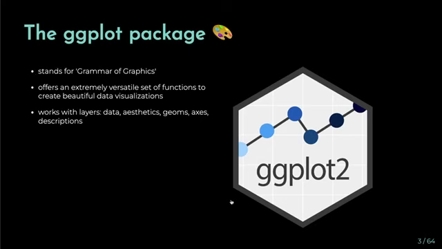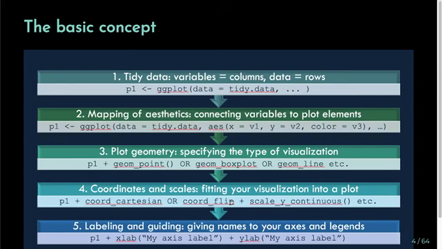The ggplot package, the GG in it stands for Grammar of Graphics, which is something you may or may not want to remember. But the bottom line is that it offers an extremely versatile set of functions to create really nice data visualizations. And the thing about ggplot is that it works with layers. And these layers are the data, the aesthetics, your geoms, the axes, and the descriptions.